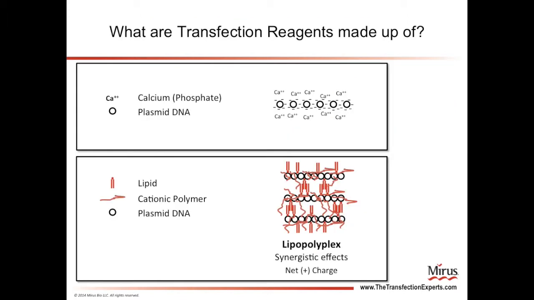The use of chemical transfection reagents began with calcium phosphate, which utilized calcium ions to neutralize the charge on DNA. More modern transfection reagents often use combinations of lipids and polymers which combine with DNA to form what is called a lipopolyplex. The blending of these different compounds can have synergistic effects that provide higher transfection performance.